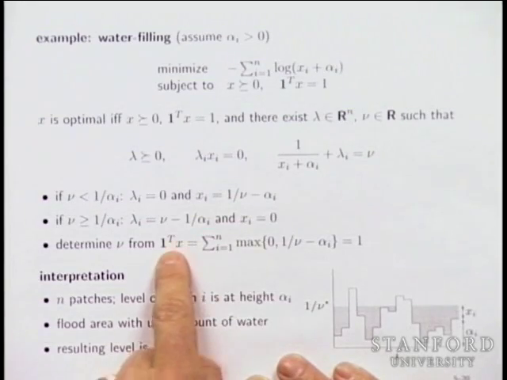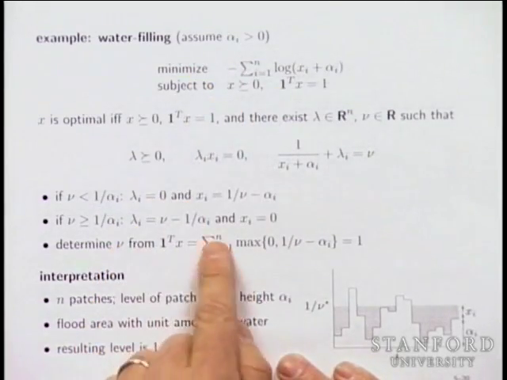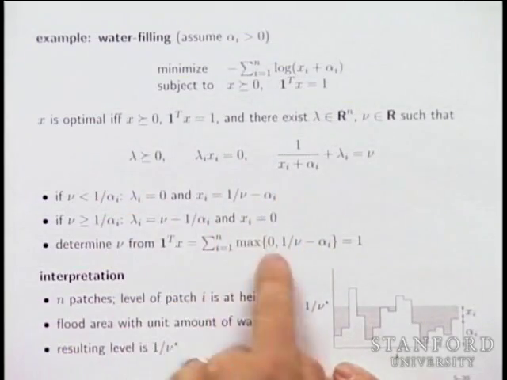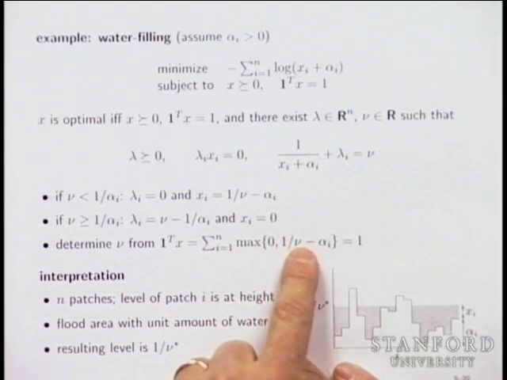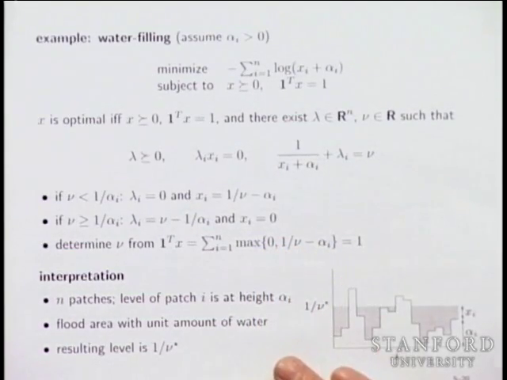Primal feasibility says 1 transpose x is the sum of this, because you get a formula from this for what xi is. It's just max of 0 and 1 over nu minus alpha I. That sums up to 1. This function here is monotone increasing in nu, and therefore there's a point where this is equal to 1.